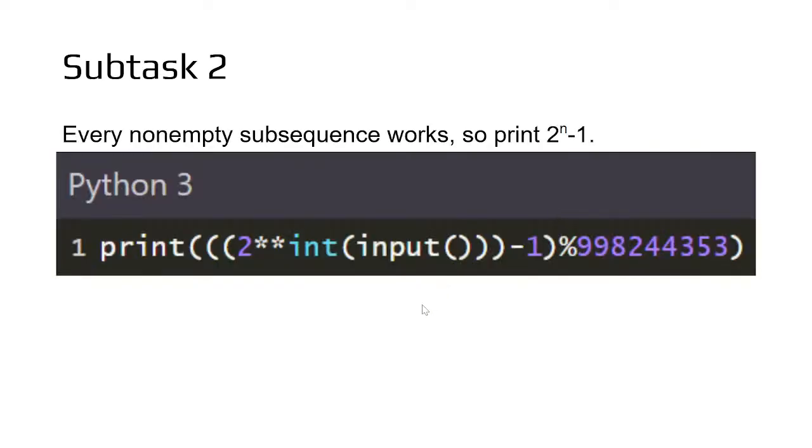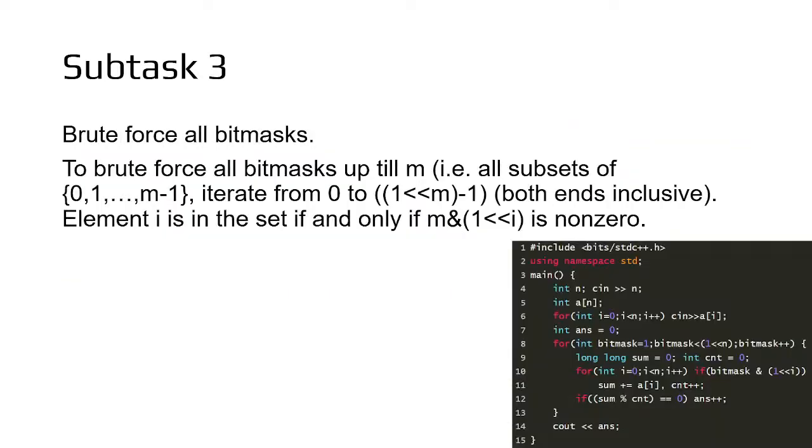For subtask 2, every subsequence other than the empty one works. So you just have to print 2 to the power of n minus 1, and you don't even need to do the fast exponentiation because n is only up to 100. For subtask 3, you brute force all the bit masks because n is up to 20, so 2 to the power of n can pass.